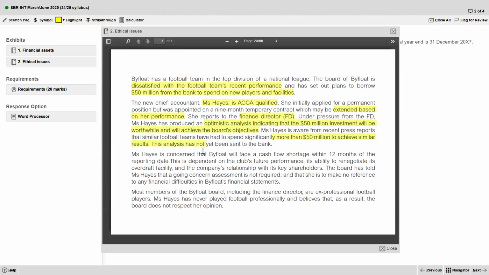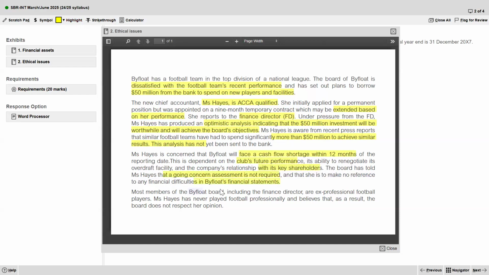Ms. Hayes is concerned that Bifloat will face a cash flow shortage within 12 months of the reporting date. This is dependent on the club's future performance, its ability to renegotiate its overdraft facility, and the company's relationship with key shareholders. The board has told Ms. Hayes that a going concern assessment is not required and that she is to make no reference to any financial difficulties in Bifloat's financial statements.